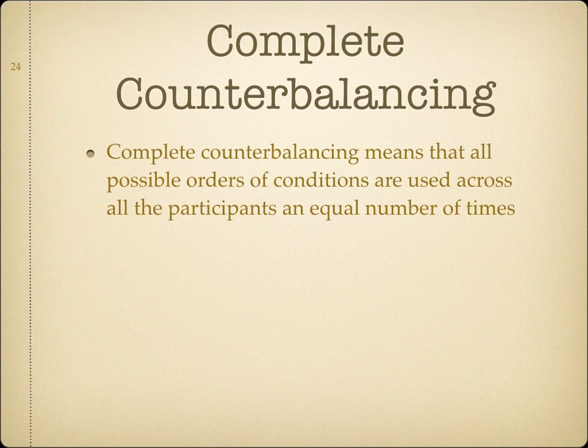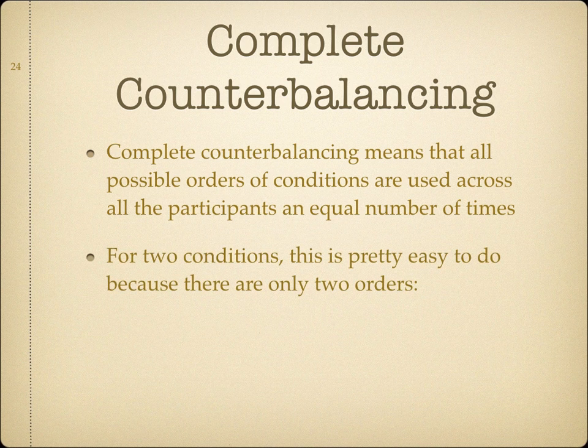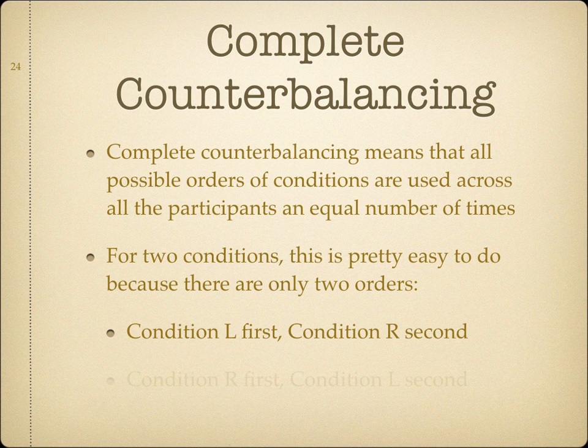Basically, you're going to create subgroups of participants, and some groups are going to get condition A followed by B, and some groups are going to get condition B followed by A. And so this creates essentially two groups. You randomly assign people into what order they're going to get, and you can analyze for it, and then you can ignore it if there's no effects there. And so it's a great way to go. For two conditions, it's very easy to do because there's only two orders. Maybe you've got left condition, right condition. Condition L first, condition R second, and then other people get condition R first and condition L second.